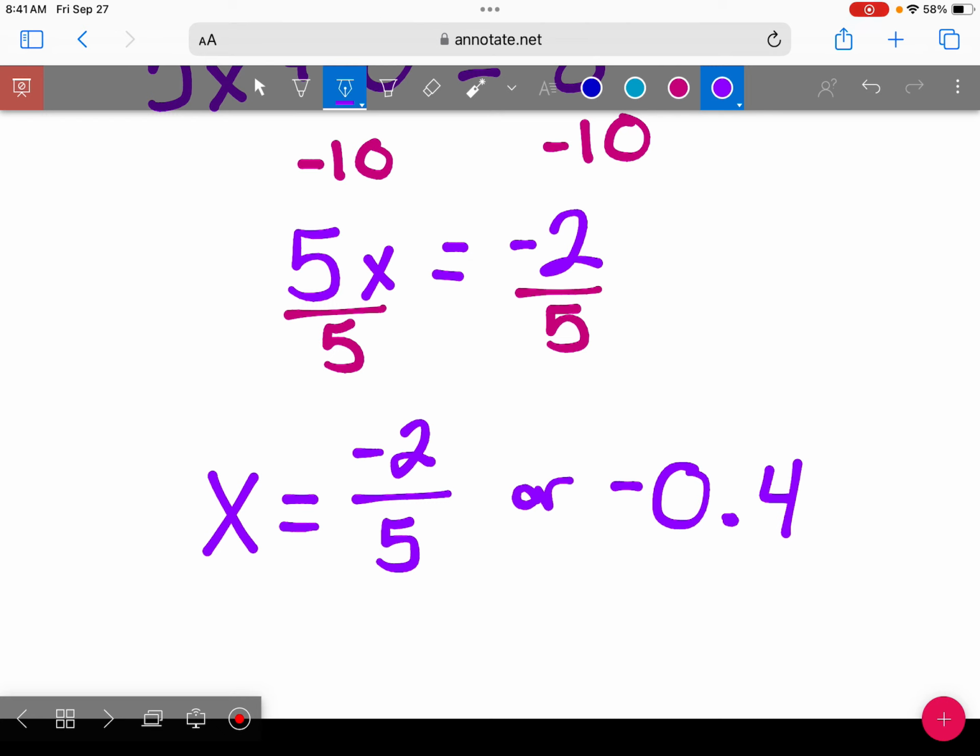Genuinely, it does not matter to me. Whichever one of those makes you go, less ugh. It does not matter at all. They mean the same thing. They are equivalent. So if you are comfortable with fractions, rock on. If you are not comfortable with fractions, switch it to a decimal. 100% totally okay. So then we need to do our checks.